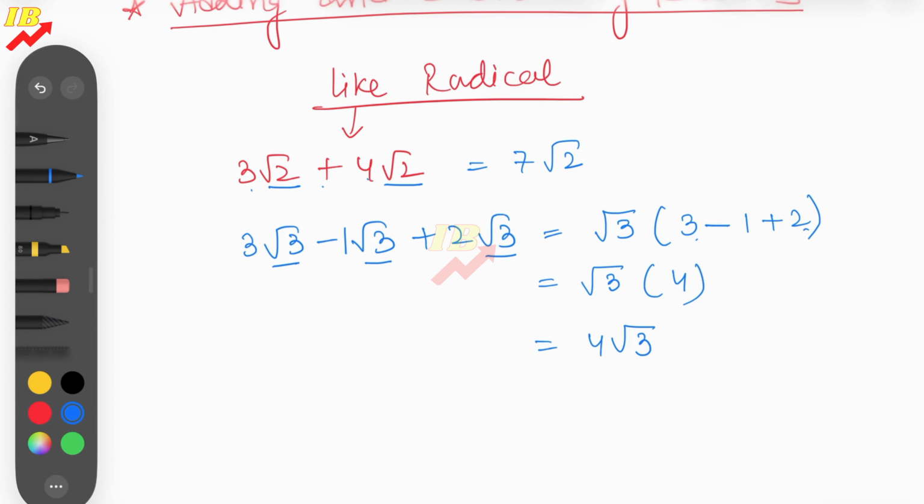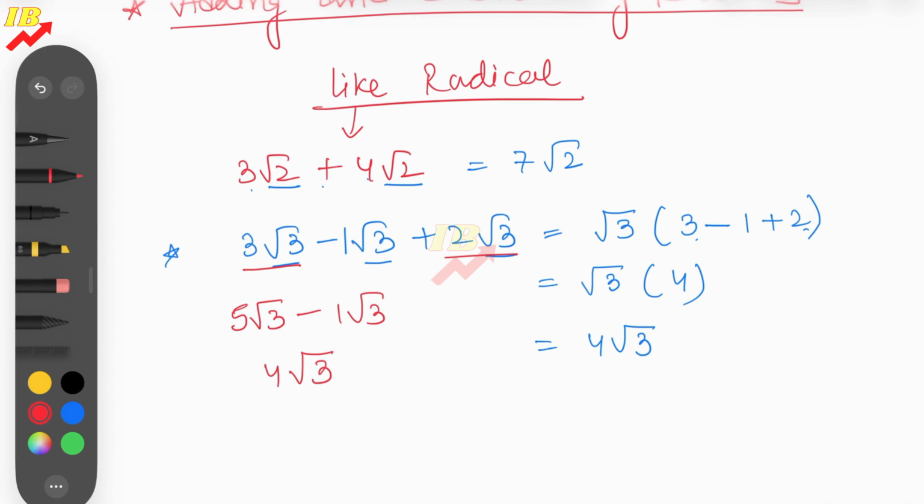See, I am not changing root 3, and you are also not supposed to change root 3. This is one way of solving it, or you can solve it directly with this method as well. If I am writing 3 and 2 addition, which is giving me 5 root 3 minus 1 root 3, that is also giving me 4 root 3. So this could also be one of the methods of solving it.